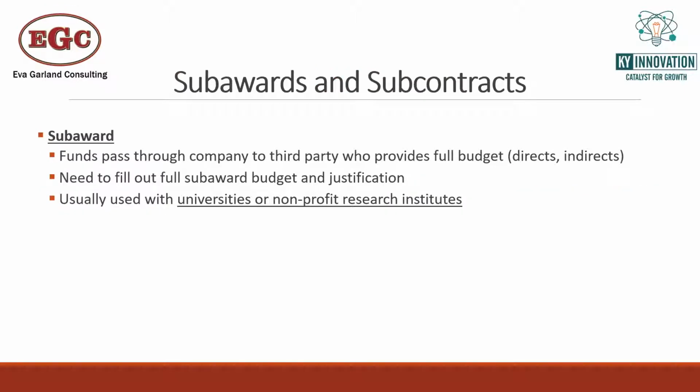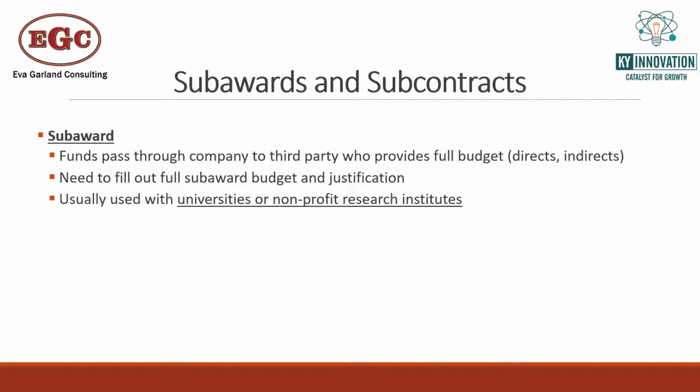Okay, so first of all, what is a subaward? A subaward is essentially funds that are going to pass through your company to a third party. And for a subaward, that third party is going to provide an entire budget on their own. They're going to have their own directs, their own indirects. And typically when we're looking at subawards, we're looking at universities or other nonprofit research institutes.